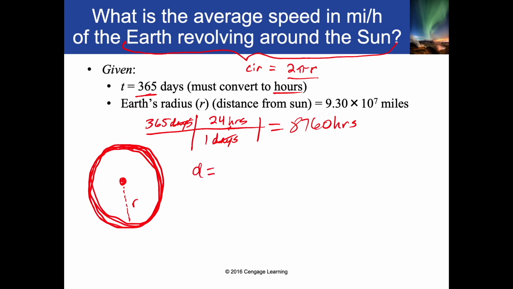So distance equals 2 times pi. What's pi? 3.14, exactly. We can take it out to a few more digits than that, but that's okay. And then you multiply that by the radius, or the distance that the Earth is from the sun. That's 9.30 times 10 to the 7 miles.